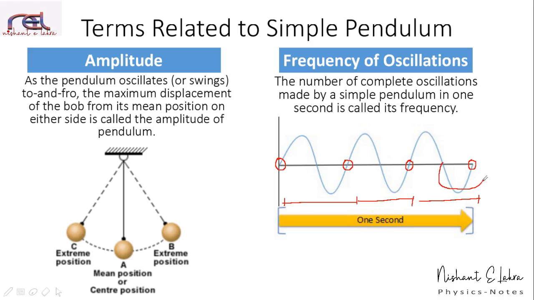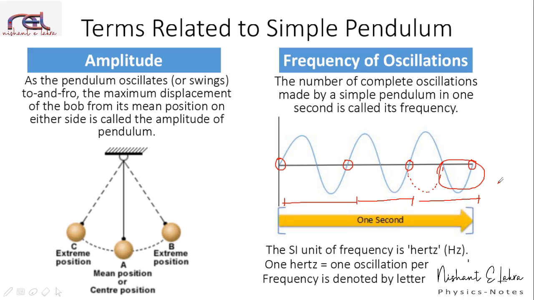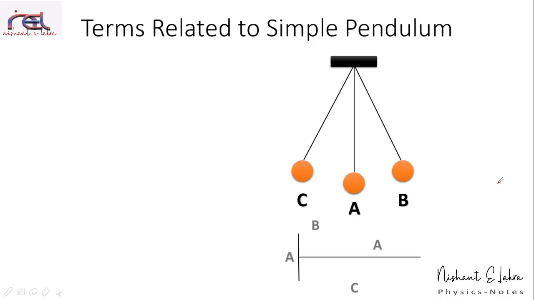To understand it better, if we curve this part to the left-hand side, we can see that there is one complete circle, right? That's what a complete oscillation is. So there are 3 oscillations in 1 second. The SI unit of frequency is hertz, represented by Hz. 1 hertz is equal to 1 oscillation per second, and frequency is denoted by small n or f.